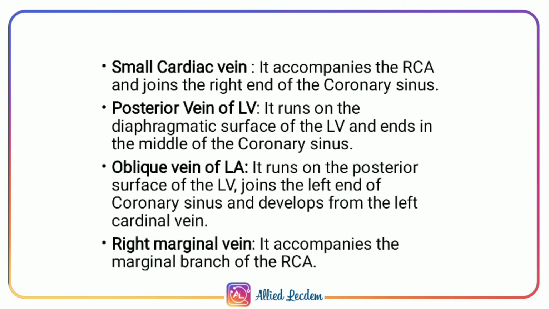Small cardiac vein. It accompanies the RCA and joins the right end of the coronary sinus. The posterior vein of the LV runs on the diaphragmatic surface of the LV and ends in the middle of the coronary sinus. Oblique vein of the LA. It runs on the posterior surface of the LA, joins at the left end of the coronary sinus, and develops from the left cardinal vein. The right marginal vein accompanies the marginal branches of the RCA.